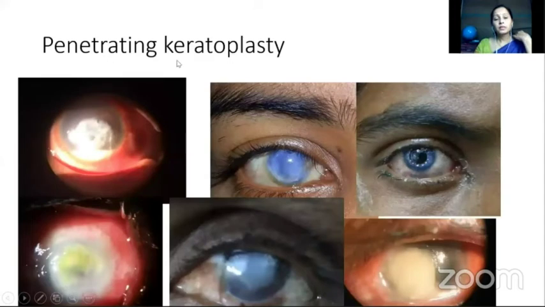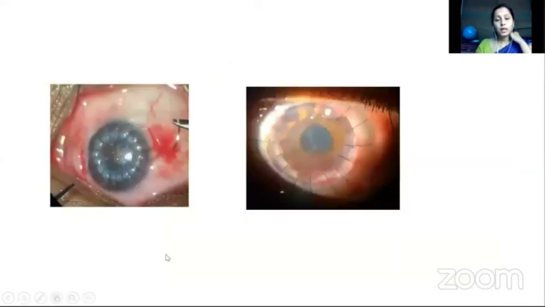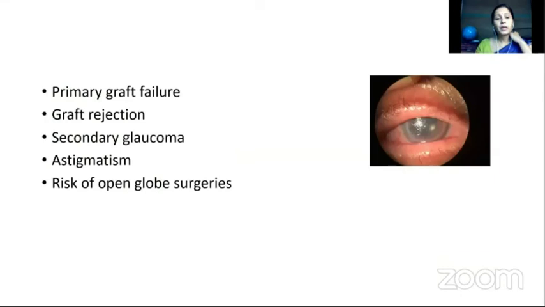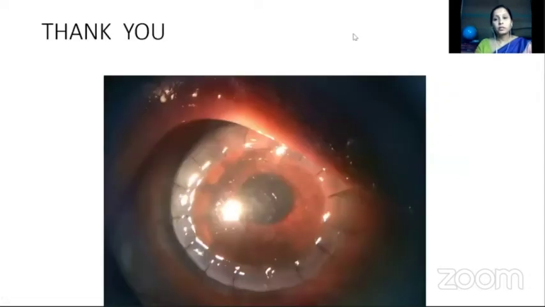Now, all said and done, has penetrating keratoplasty lost its charm? Not really. In India, it is not very rare to see such kind of cases. They do come with such conditions, and we need to do penetrating keratoplasty. So penetrating keratoplasty still has its role, and though the chances of graft failure, graft rejection, secondary glaucoma, and astigmatism are all high, they do give good results, and sometimes they're the only thing possible for our patients. So thank you very much.